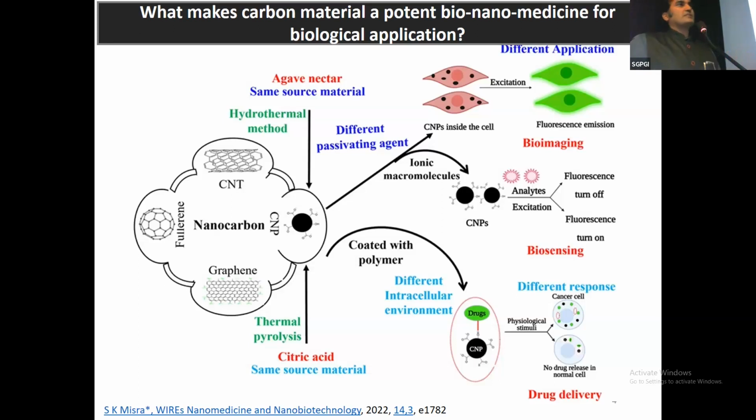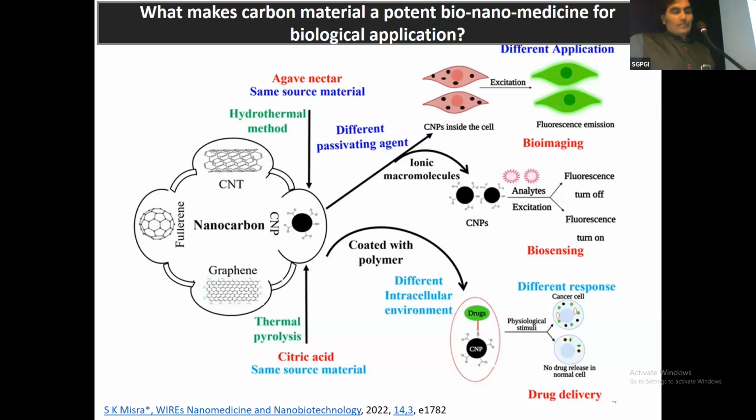Then different strategies came, and they started generating a new form of carbon material which is called carbon nanoparticles. Now these carbon nanoparticles, luckily, are suspendable in water systems. So you can suspend them in regular water, in buffers of different pH, in different growth mediums and different body fluids.